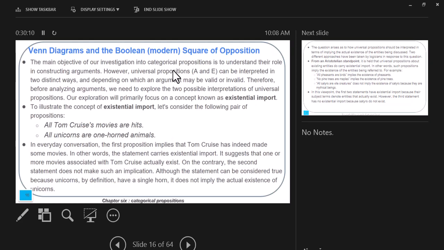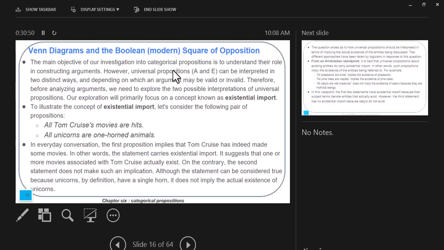And in order to identify the Boolean and Aristotelian approach, we need to introduce the concept of existential import. Existential import, right? Let's consider the following pair of propositions. For example, all Tom Cruise movies are hits. All unicorns are one-horned animals. In every conversation, the first proposition implies that Tom Cruise has indeed made some movies. In other words, the statement carries existential import. The first proposition carries what? Existential import because it talks about something which is really existent, which is concrete or tangible phenomena.